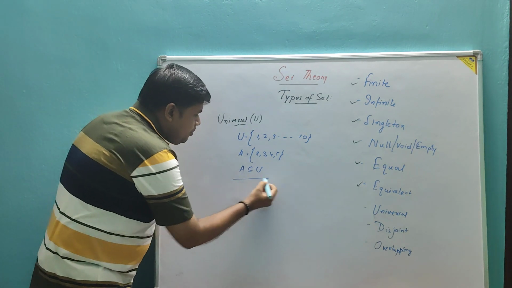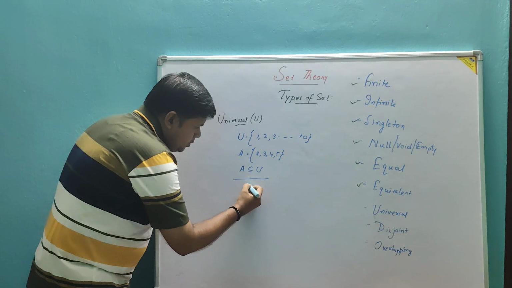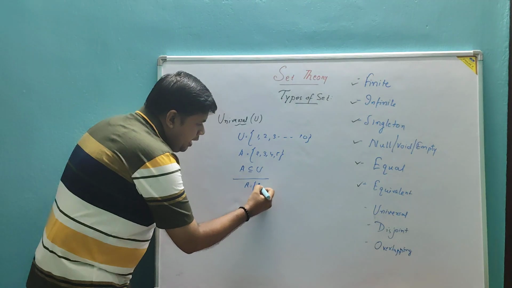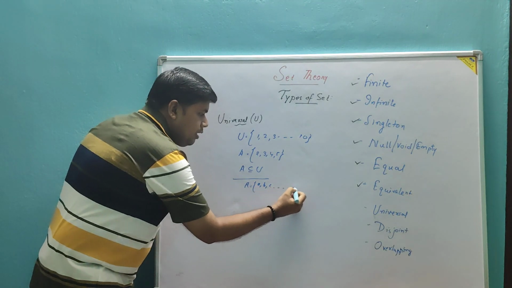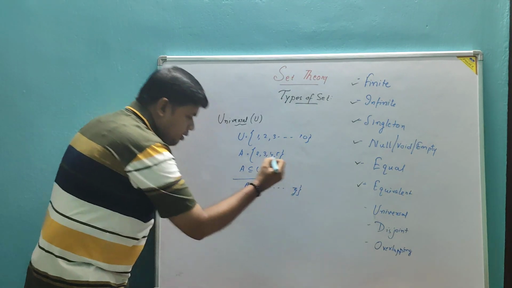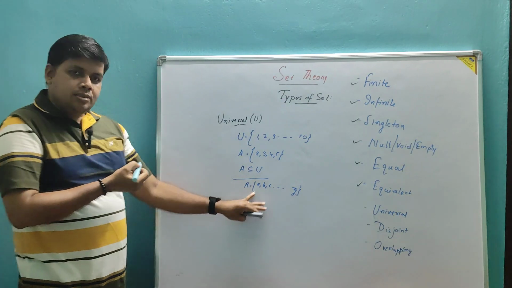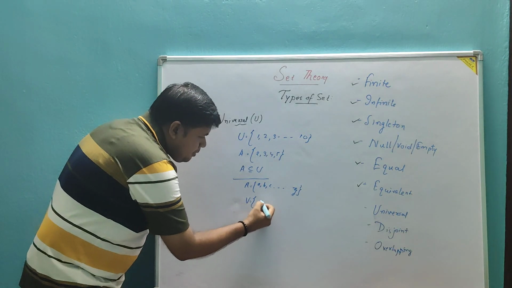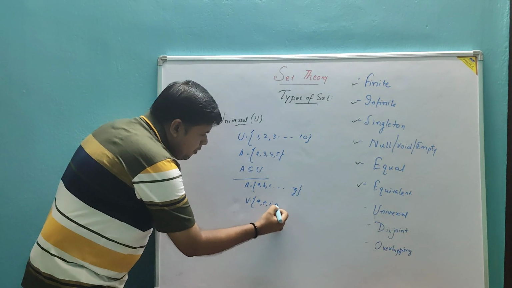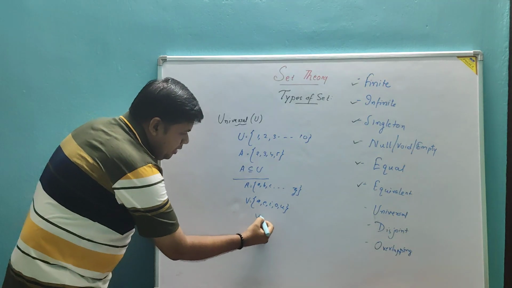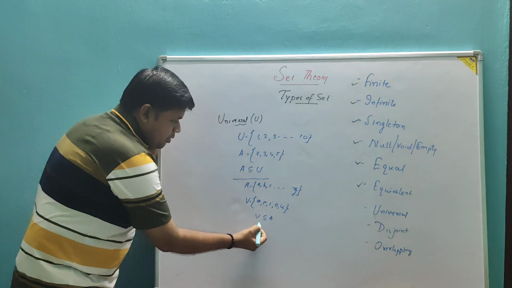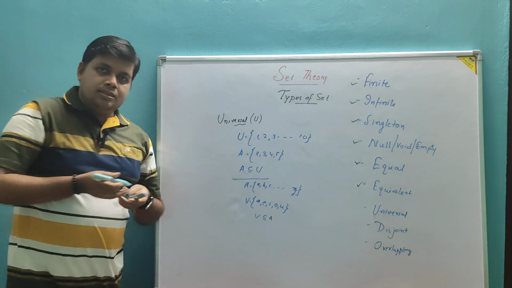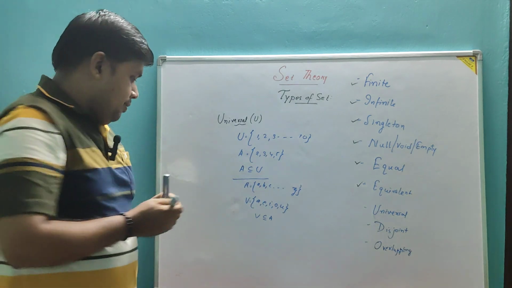Similarly, you can take another example. Let's take a set A containing all the alphabets in English, and V is a set of vowels. So this set V is a subset of set A. So we can say A is a universal set. So that is the concept of a universal set.